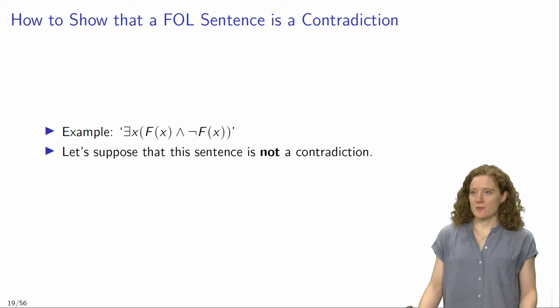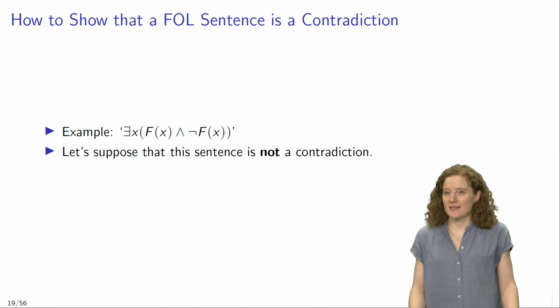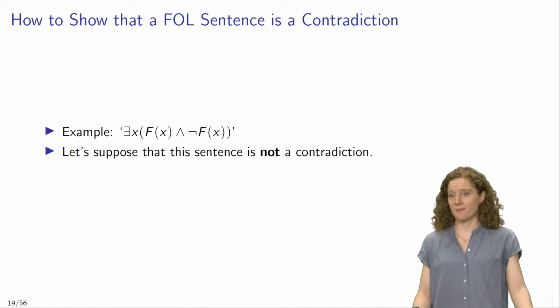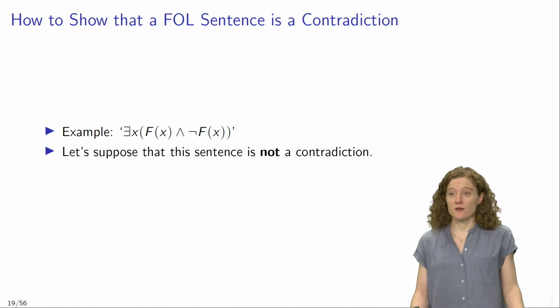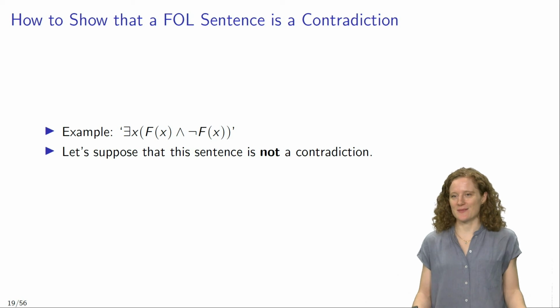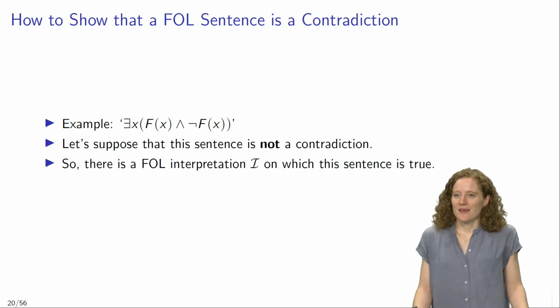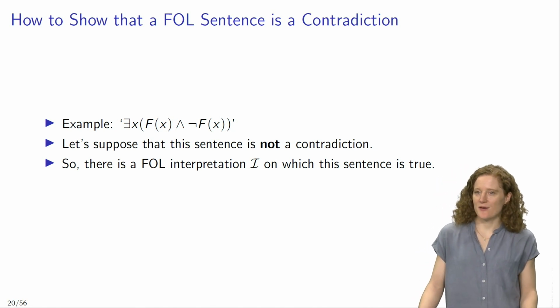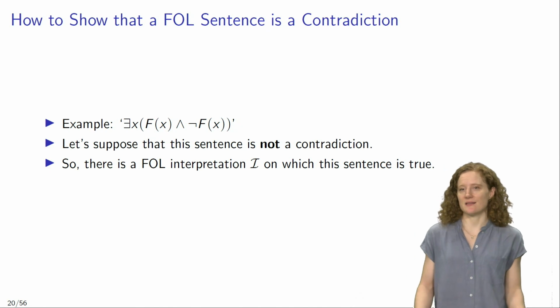Okay, let's see how this works for contradictions. Suppose you want to show that the sentence "there is an x such that Fx and not Fx" is a contradiction. Meaning, suppose you want to show that this sentence is false on all interpretations. In order to show this, we are going to start by supposing that this sentence is not a contradiction. And we are going to try to derive a contradiction from this assumption. Now, if this sentence is not a contradiction, that means that there is an FOL interpretation I on which this sentence is true.